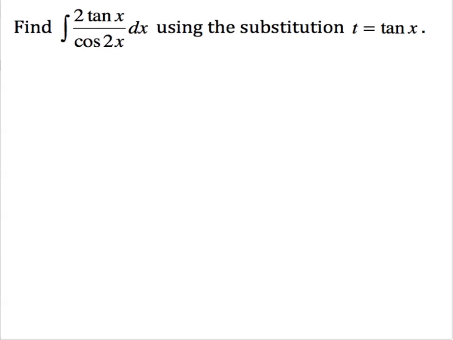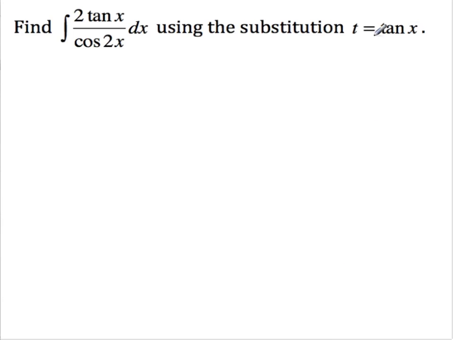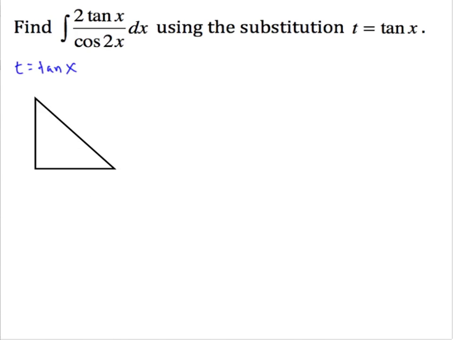Example number 2, integration with trigonometric substitutions. That's a big mouthful. All right, so it says t is equal to tangent theta. So t is equal to tan x. And then we need to start our triangle. Help us find a bunch of stuff out.